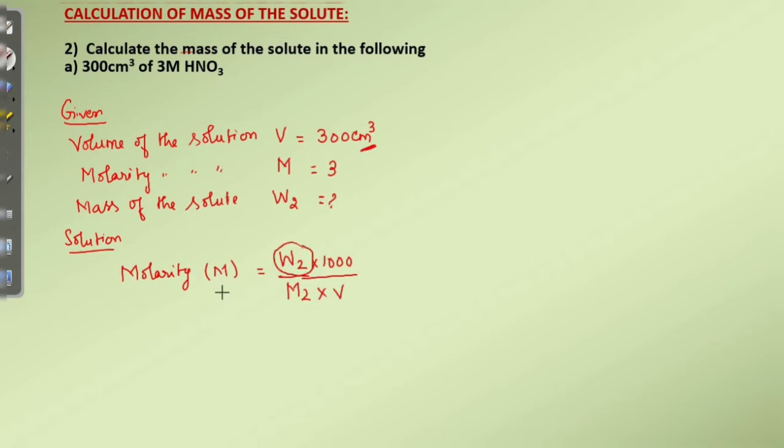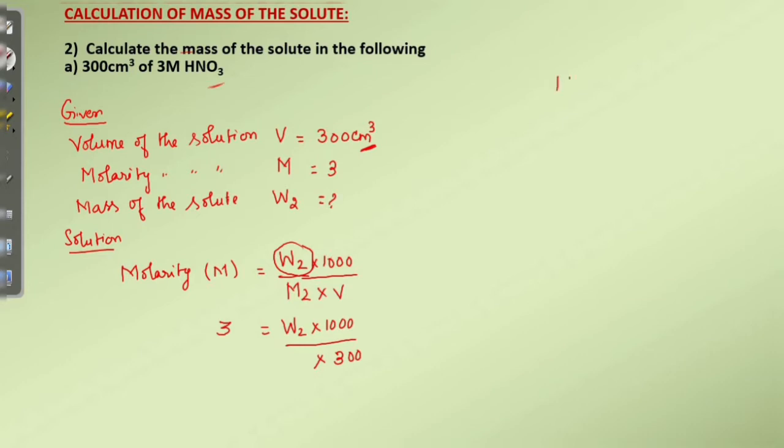See, what is the value of capital M? It is 3, is it not? 3 is equal to W2, we don't know, into 1000 divided by V. What is V? Given 300, is it not? And we are supposed to calculate molecular mass. We don't know the molecular mass also, but we know the name of the solute. So nitric acid we know.